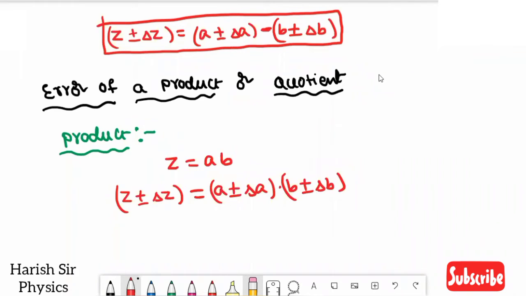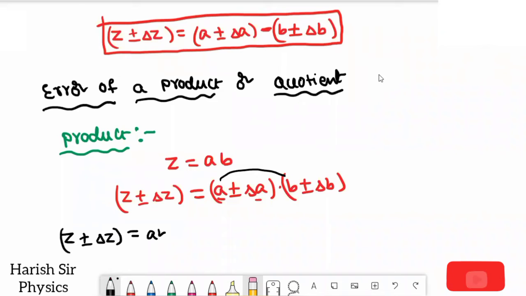Z plus or minus delta Z is equal to A into B. For A, the error is delta A. For B, the error is delta B. If you multiply them together, Z plus or minus delta Z is equal to A into B.